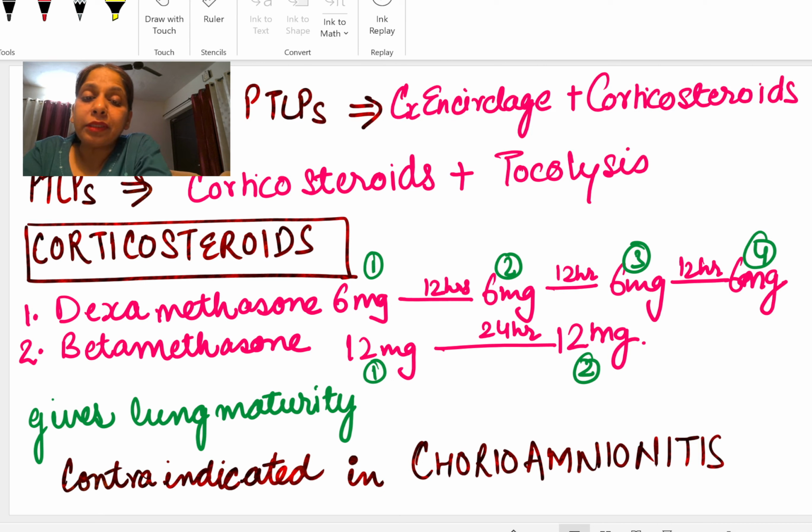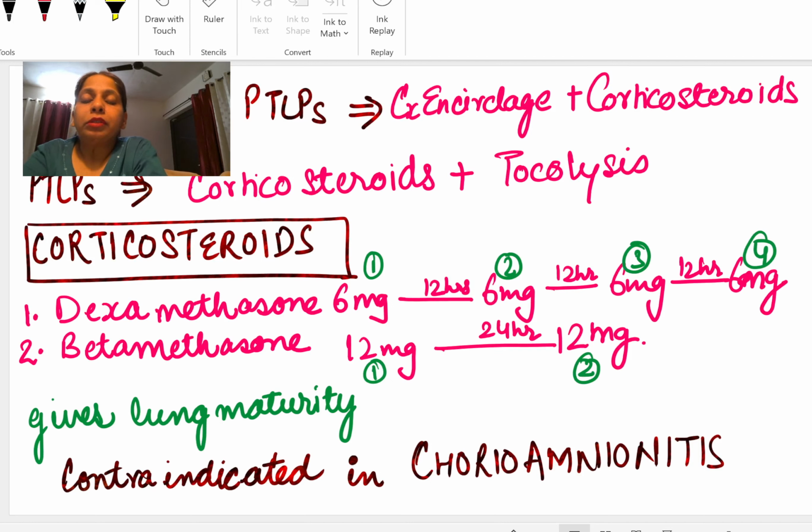And for betamethasone, we give 12 mg, 2 doses at a gap of 24 hours. So if we calculate, the total of both dexa and beta is 24 mg. In betamethasone it is 12 into 2 at a gap of 24 hours, and in dexamethasone it is 6 into 4 at a gap of 12 hours.